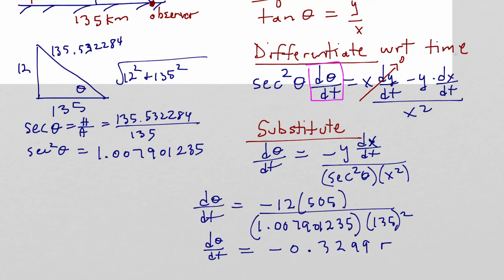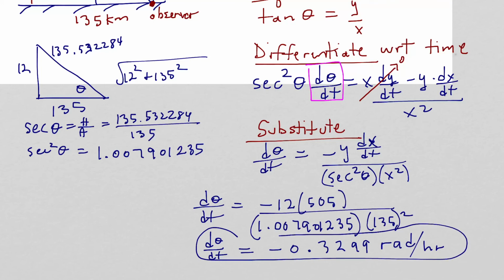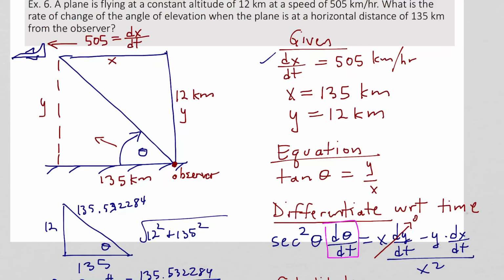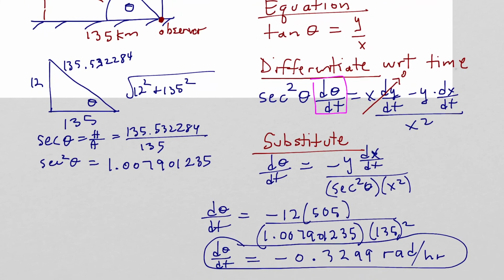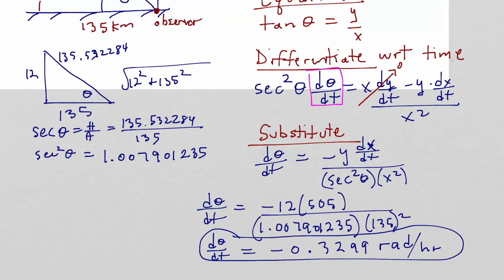Those units are radians per time. We're using hours in this problem. So I've got d theta dt is equal to this decreasing rate of change. Now let's see if that makes sense. So is the angle decreasing? Well, if the plane is flying away from the observer, then this angle will definitely get smaller the further the plane is from the observer. Okay, so a negative rate of change of theta with respect to time makes sense in this problem. So we've solved this related rate problem.